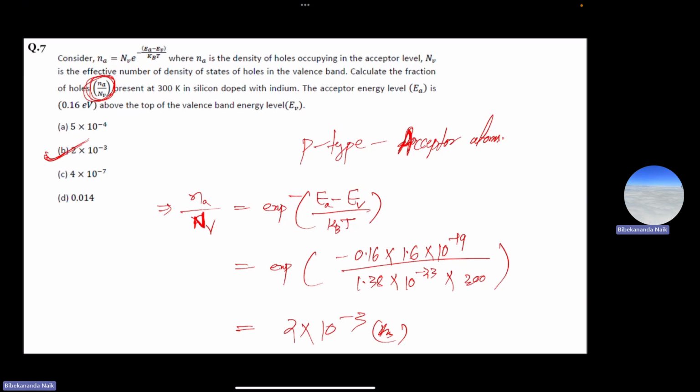So this question was pretty much similar to the previous one, so we don't need to discuss it further. We will move to the next question.